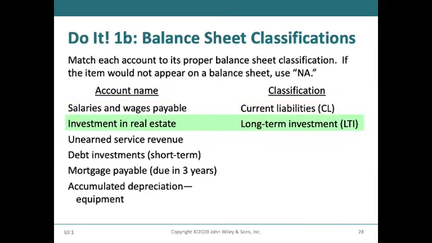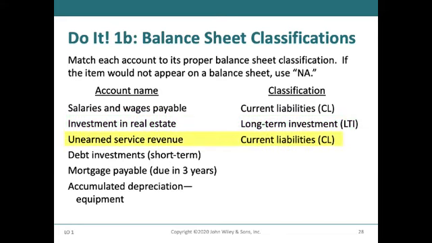Investment in real estate, well, investment's the key word there, so that would be a long-term investment. Unearned service revenue is something we haven't talked about yet. We'll learn more of that in another chapter, but basically that's a current liability. Unearned revenue typically is the result of, let's say, deposits given to you by customers for work that you haven't done yet. It's a liability because if you don't do the work, you either have to give the money back or do the work.